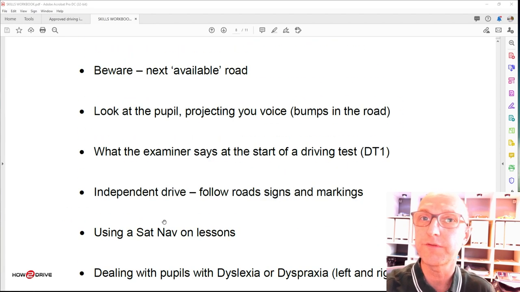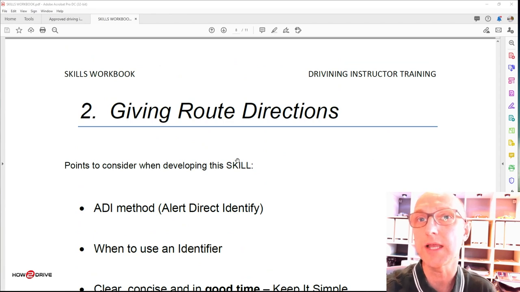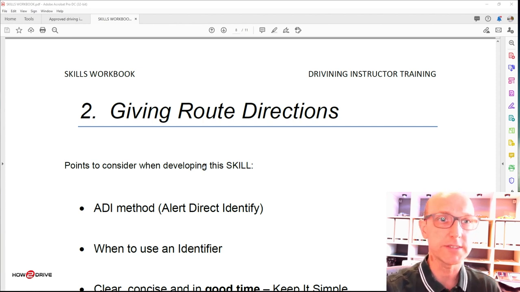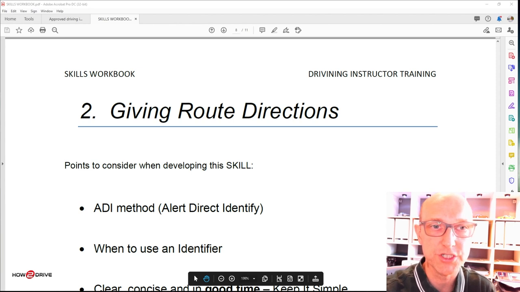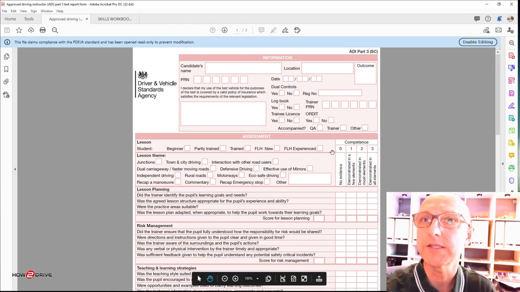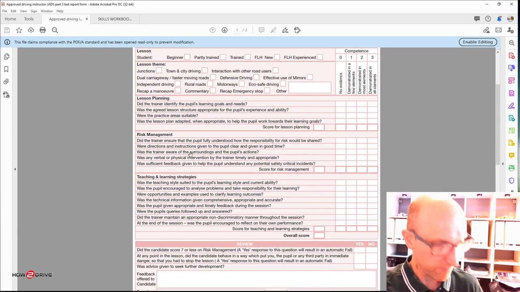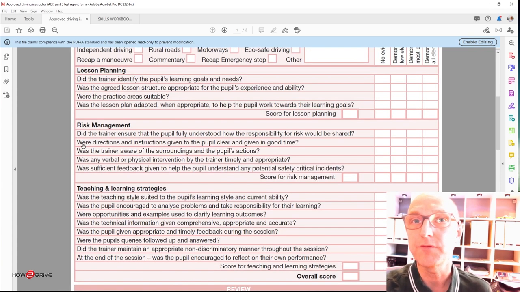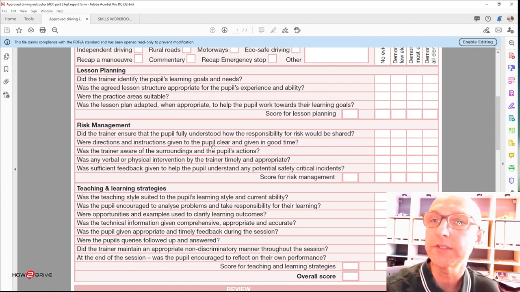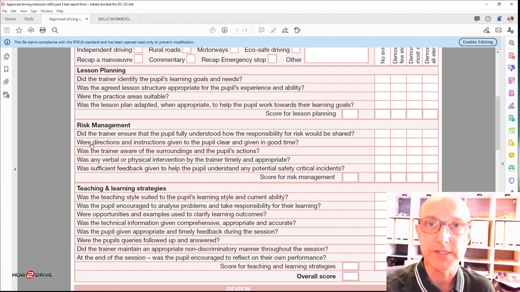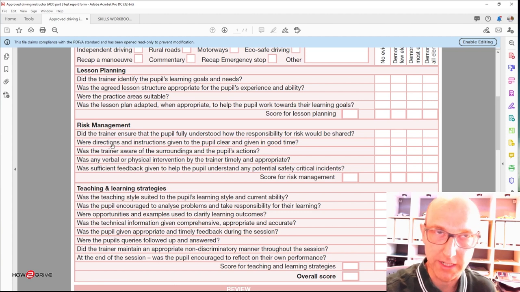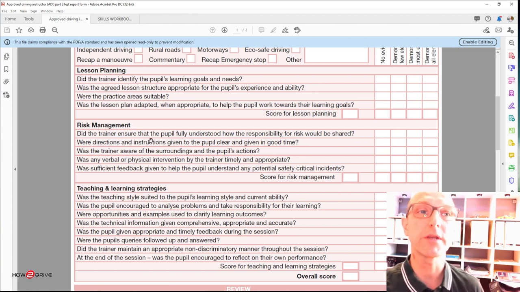We're going to talk through those in turn, but to put everything in context, we need to think about the competencies. Where does this fall into the competencies? So I'm just going to share my screen, if I may. If we look at the marking sheets, we've got the marking sheet up there now. If we look at the risk section, can I zoom in on that? The second one down in risk: were directions and instructions given to the pupil clear and given in good time? This is the bit we're going to be focusing on today. Were directions given clear and in good time? As I said, instructions I'm going to cover in a separate video. We just want to get these directions sorted out.